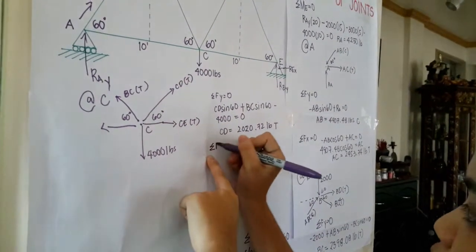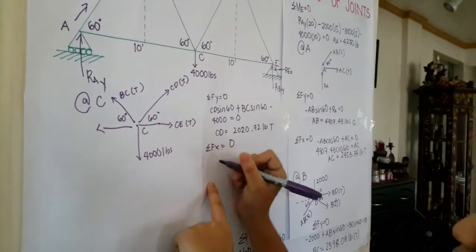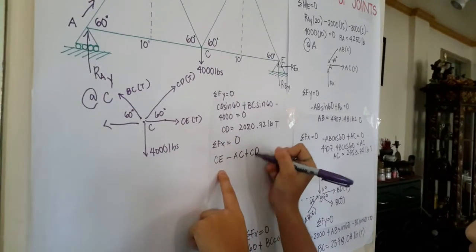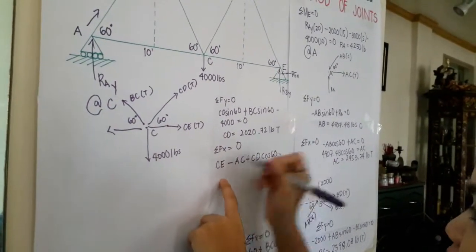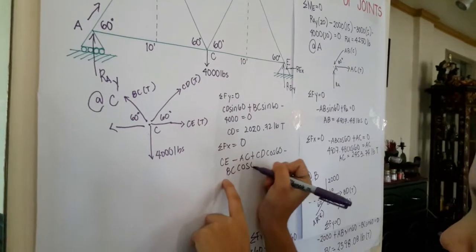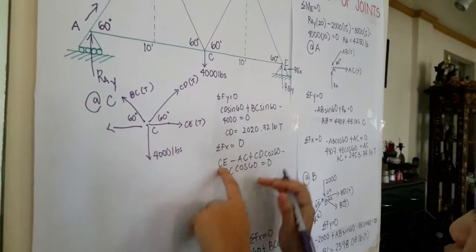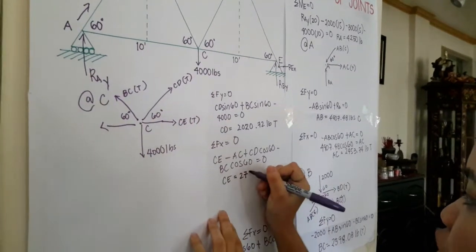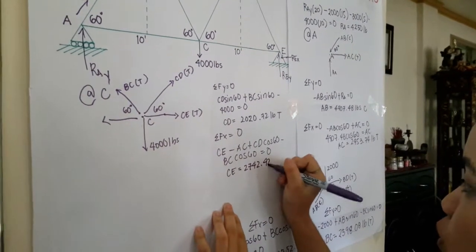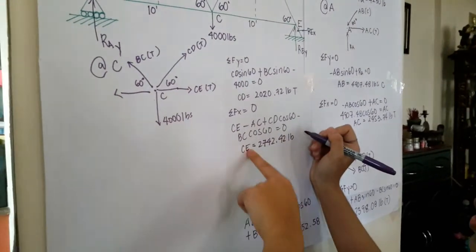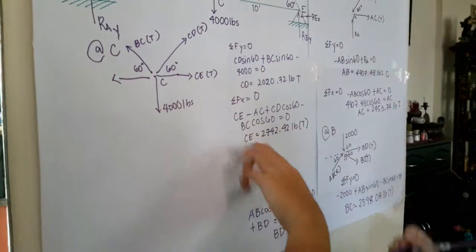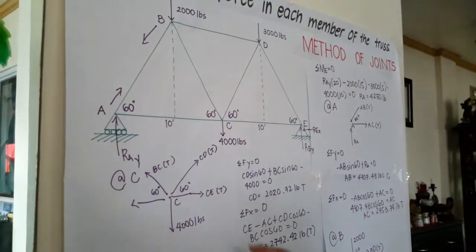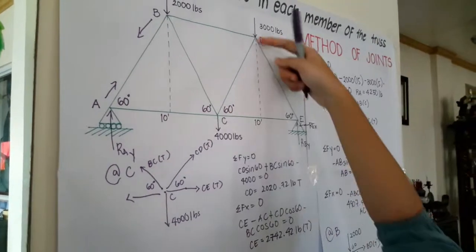So next, summation of forces in X. CE minus AC plus CD cosine 60 minus BC cosine 60 is equal to 0, which will yield an answer of CE is equal to 2,742.42 pounds, CE, which is tension. So now I already have this, and this. So the only member that I don't have is DE.